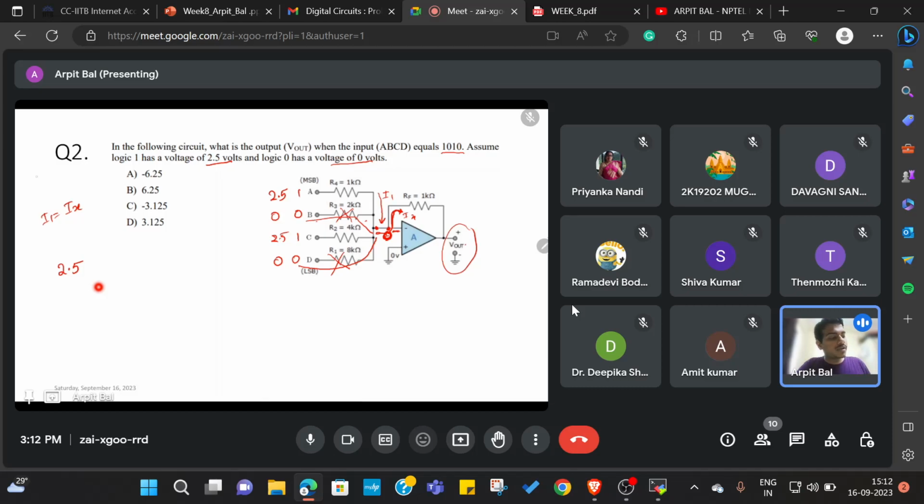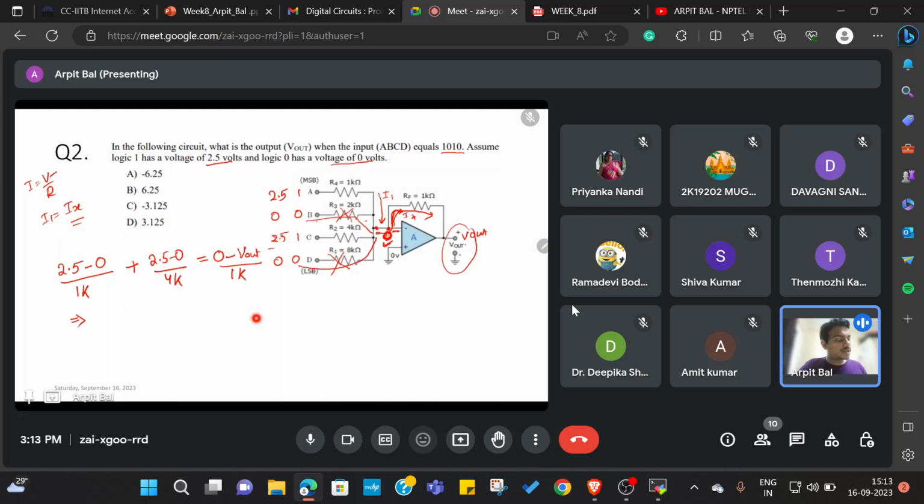To find the current, we know that current is equal to V by R, where V is the potential difference between the two nodes. Let me start with node A. The potential difference is 2.5 minus 0, by 1 kilo ohm, plus at node C we have 2.5 minus 0 by 4 kilo ohm, is equal to Ix. Ix is flowing in this direction, so the potential difference is 0 minus V out, and the resistance connected between these two points is 1 kilo ohm.